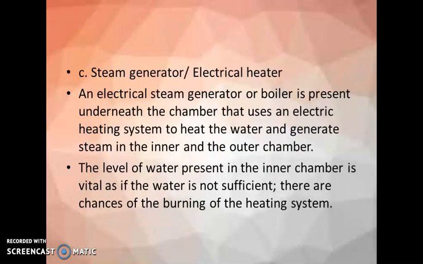Next is the steam generator or electrical heater. An electrical steam generator or boiler is present underneath the chamber. It uses an electric heating system to heat the water and generate steam for the inner and outer chamber.